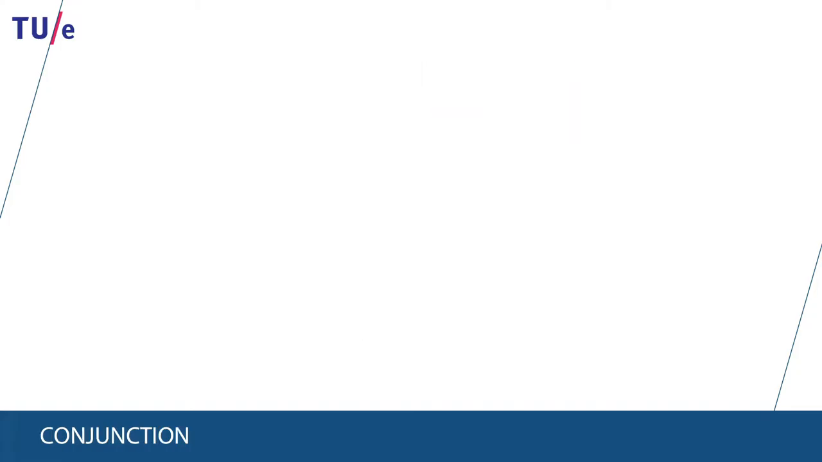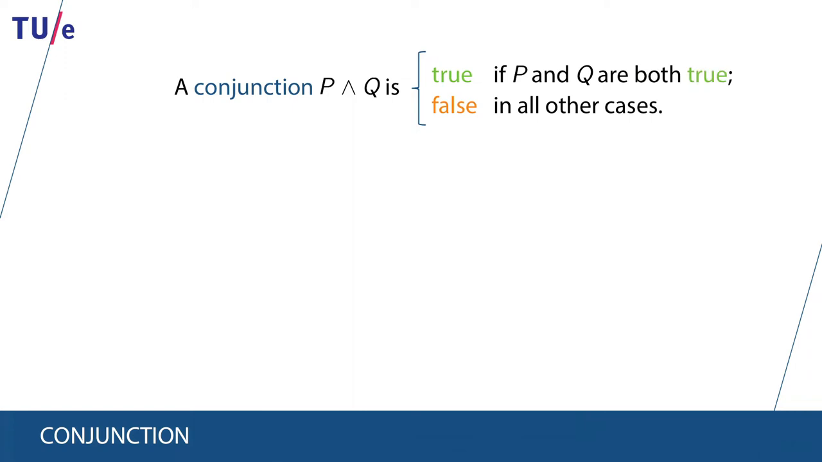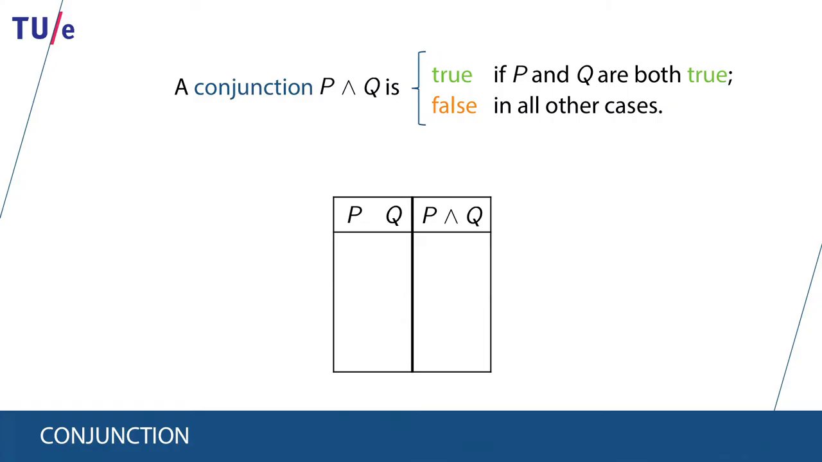Let's now consider conjunction. Intuitively, the conjunction P and Q should return true only if P and Q are both true, and it should return false otherwise. To record this information in a truth table, we should list all possible combinations of truth values for P and Q in the first two columns, and then put, for each combination, the appropriate truth value of P and Q in the third. If P and Q are both true, a situation that corresponds with the last row of the table, then the conjunction P and Q should be true as well. In all other situations, the conjunction should be false.